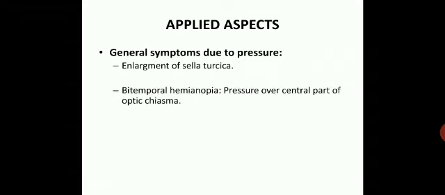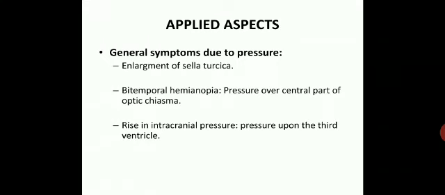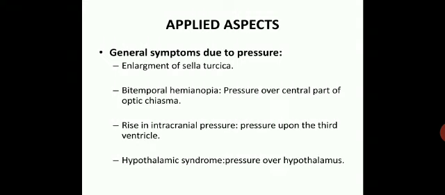It depends on the effects of the pressure on the surrounding structures and also on the specific symptoms depending upon the cell type of the tumor. So general symptoms due to pressure include the enlargement of the sella turcica. Then bitemporal hemianopia because of the pressure over the central part of the optic chiasma. The rise in intracranial pressure if there is pressure upon the third ventricle, and hypothalamic syndrome if there is pressure over the hypothalamus.